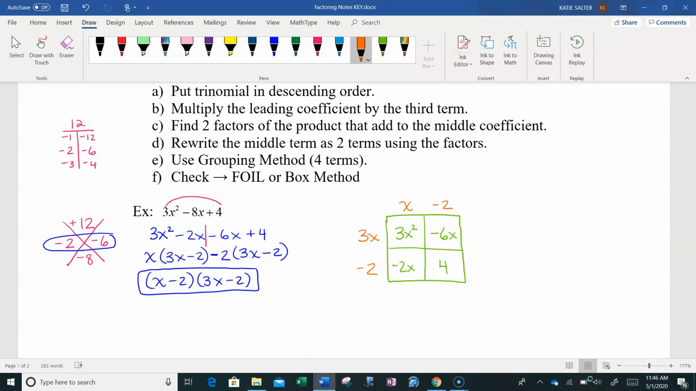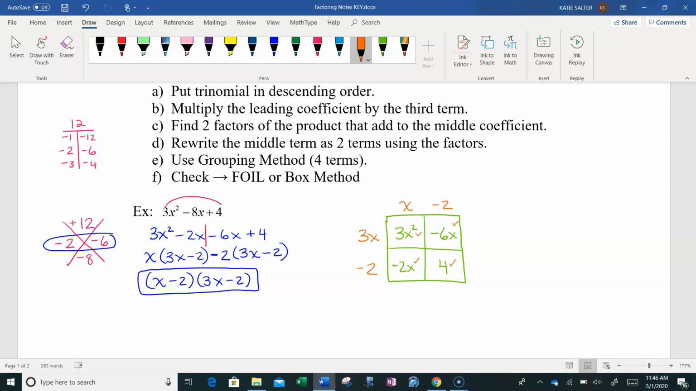They both are divisible by 2, but since the first term's negative, we've got to factor out the negative. And you can check yourself. -2 times -2 does give us +4. -2 times x does give us -2x. 3x times x is 3x squared, and 3x times -2 is -6x.